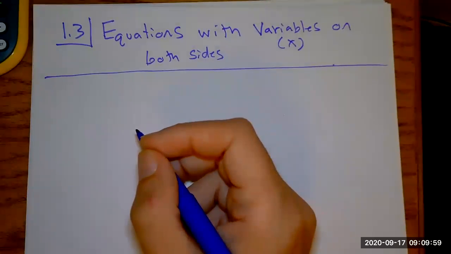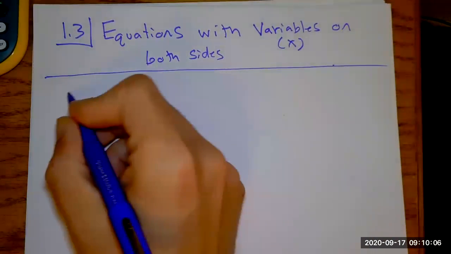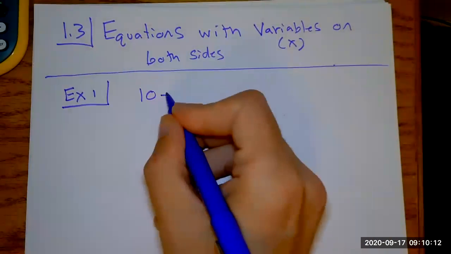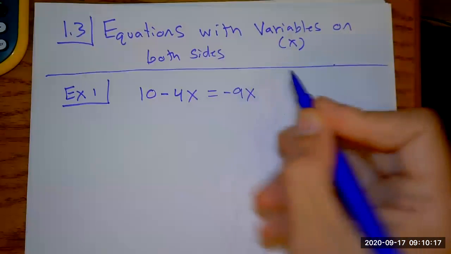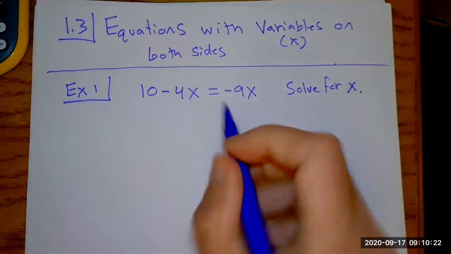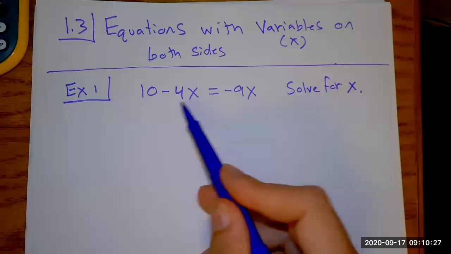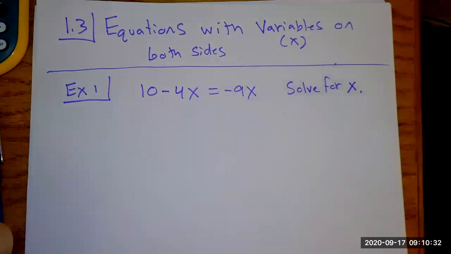Okay. So what are we talking about today? So what we're going to be doing is the same thing, but sometimes we have an extra step. Okay. So for example, we might have 10 minus 4x equals negative 9x. And we're going to solve this. Okay. So notice what's different here than what we've seen before. It's just a minor thing. Notice how there's an x term on the left and there's an x term on the right. Okay. So all this does, nothing changes, but it just adds one more thing we have to do.